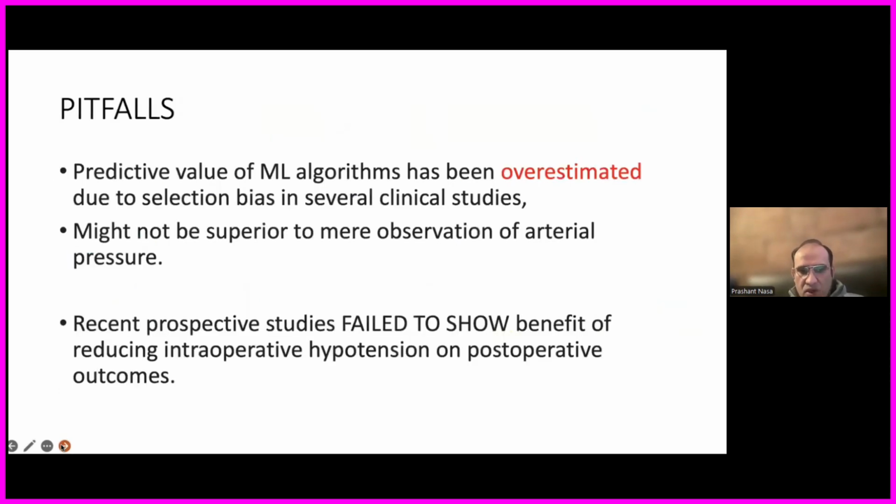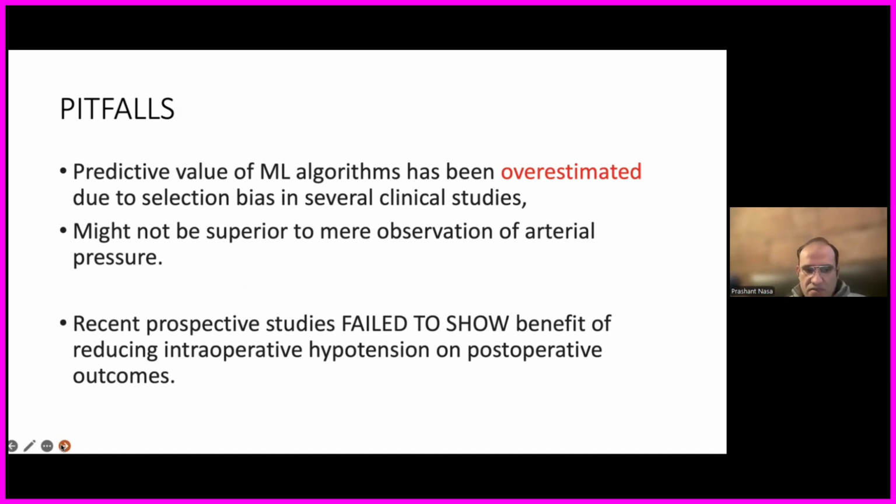And in fact, there are recent prospective studies which tried to look at whether reducing intraoperative hypotension can improve outcome. Unfortunately, they did not show any benefit. So just by looking at mean arterial pressure or preventing hypotension, we will not improve the outcome of these patients. Yes, we are able to predict hypotension, but targeting therapy on these predictions is still not validated. And I think probably in future, this is one area which will have much more evidence.